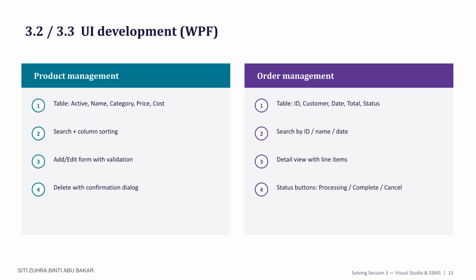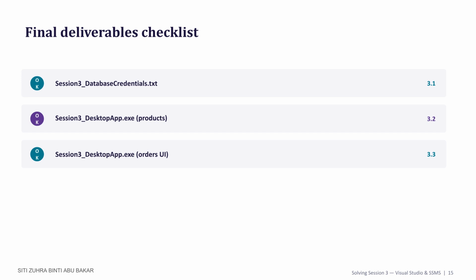Next, develop the product and order management UI using WPF. This includes implementing search, column sorting, add and edit forms with validation, and order detail views with status buttons. Your final deliverables checklist includes the database credentials file, the product management executable, and the order management application executable.